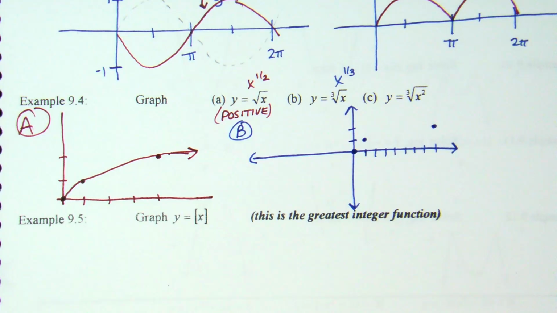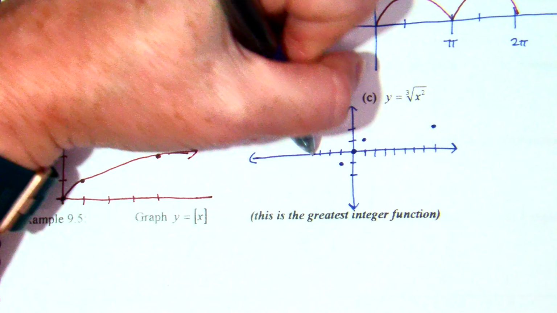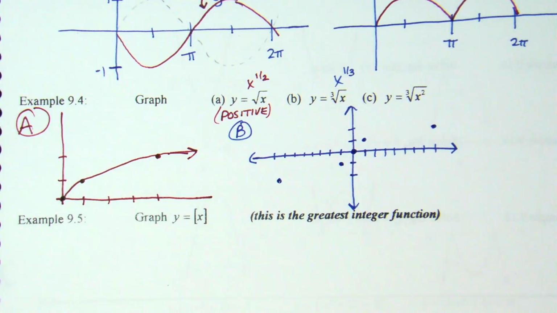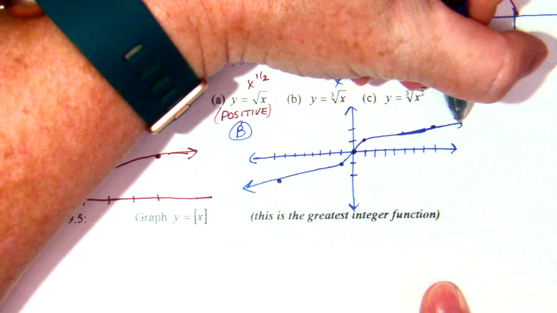Can I do the cube roots of negatives? Yeah, we can do cube roots of odd powers. What's the cube root of negative 1? Negative 1. What's the next perfect cube in the negatives? Negative 8. The cube root of negative 8 is negative 2. Okay, my graph was not great there.